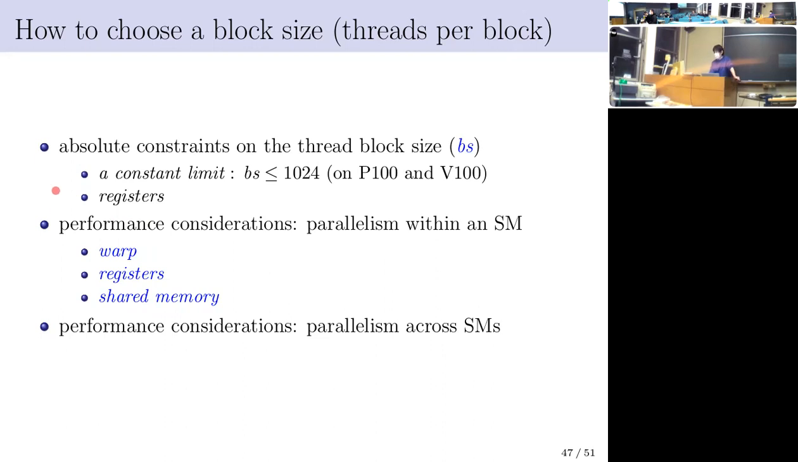And the other is performance consideration. It is basically about how to utilize resources in the streaming multiprocessor. If you have only two huge threads in a single streaming multiprocessor, it may not be able to utilize all the resources it has. So there are some performance considerations when you choose an appropriate block size.